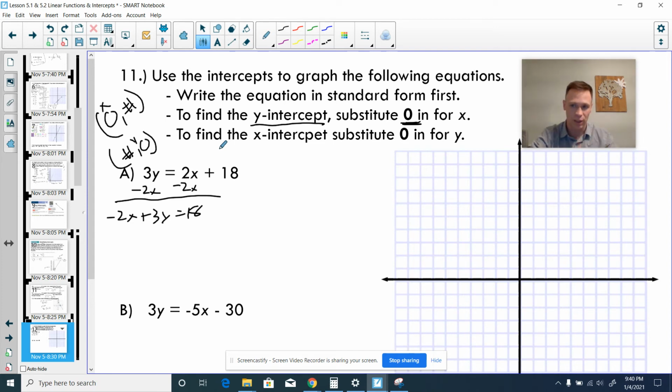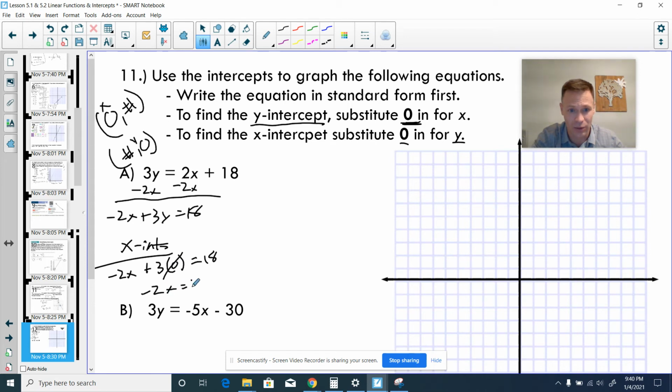I know it's linear. Boom, we can go. Now here's what we do. For the x-intercept, it says simply to substitute 0 in for y. So 0 is going to go in for y. So negative 2x plus 3 times 0 is equal to 18. Well, that is then gone, right? 3 times 0 is 0. So I'm left with negative 2x is equal to 18. I divide by negative 2. And I get x is equal to negative 9.